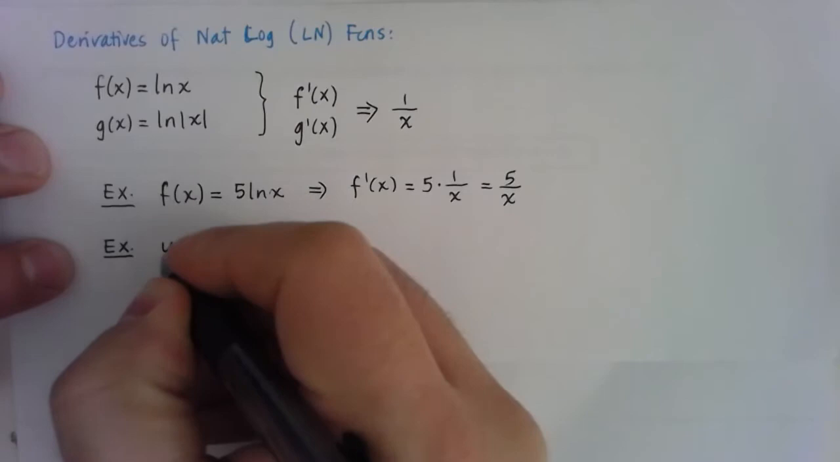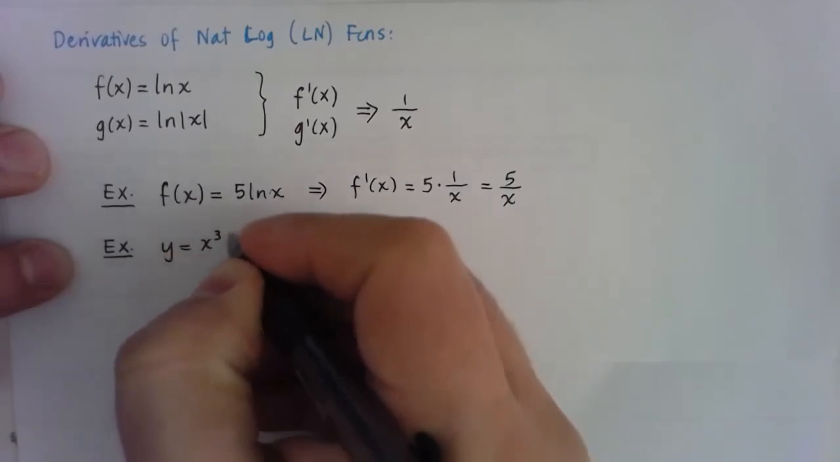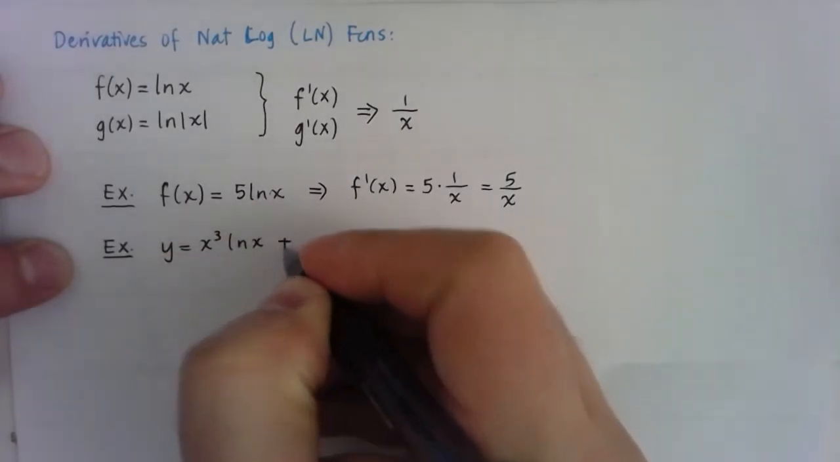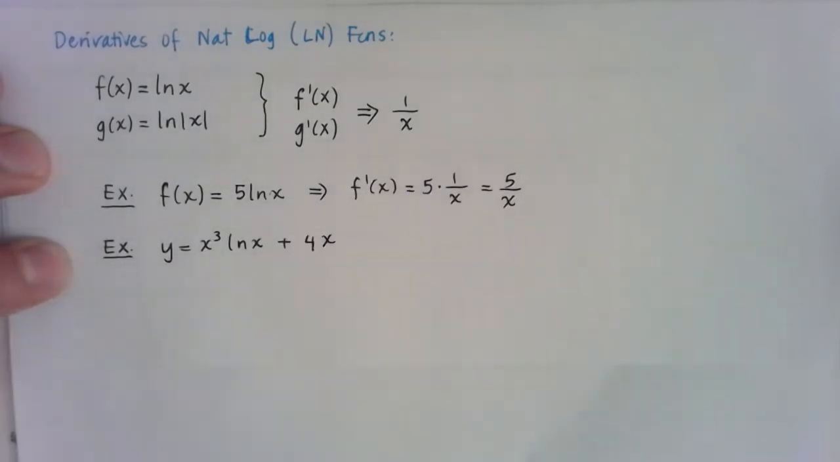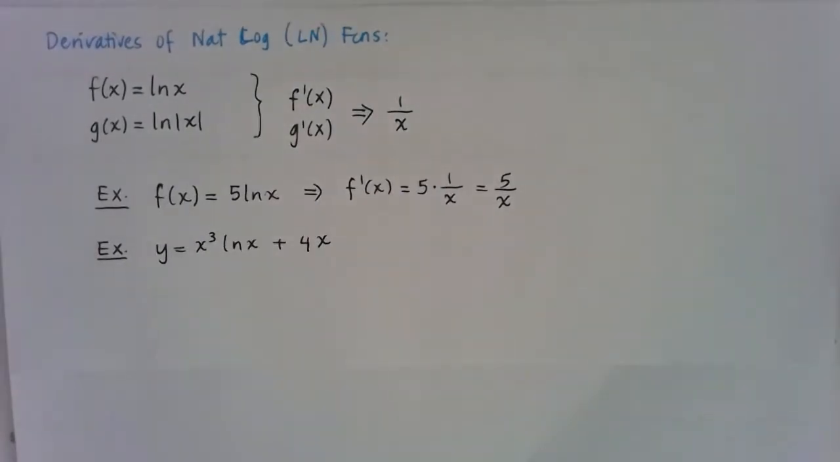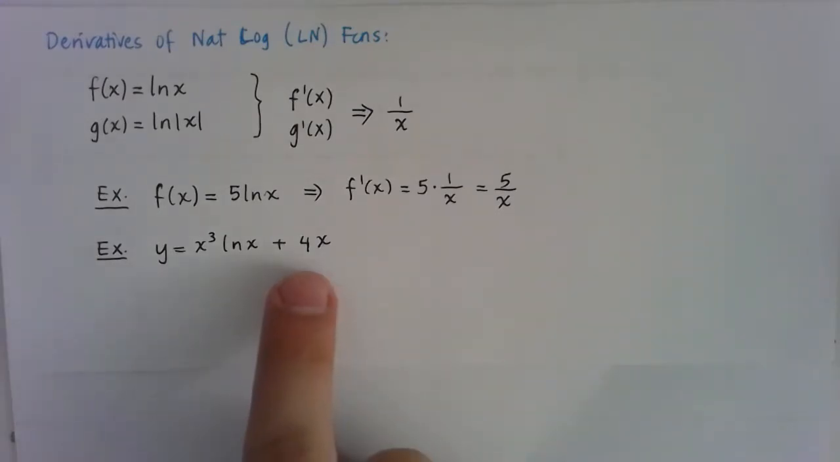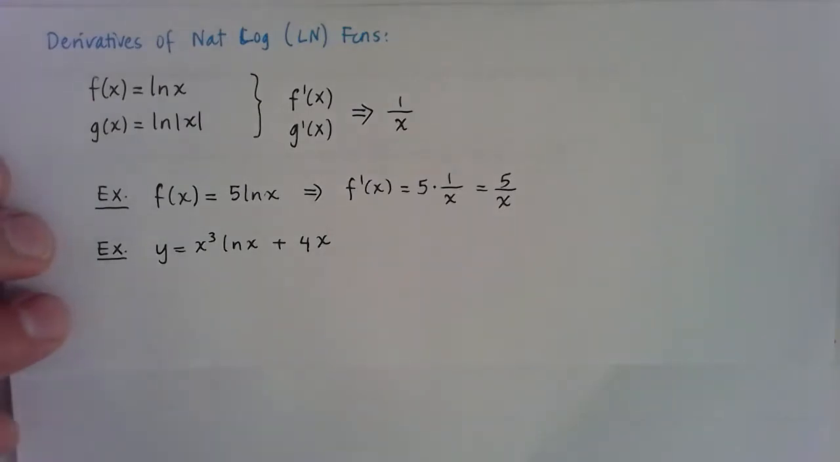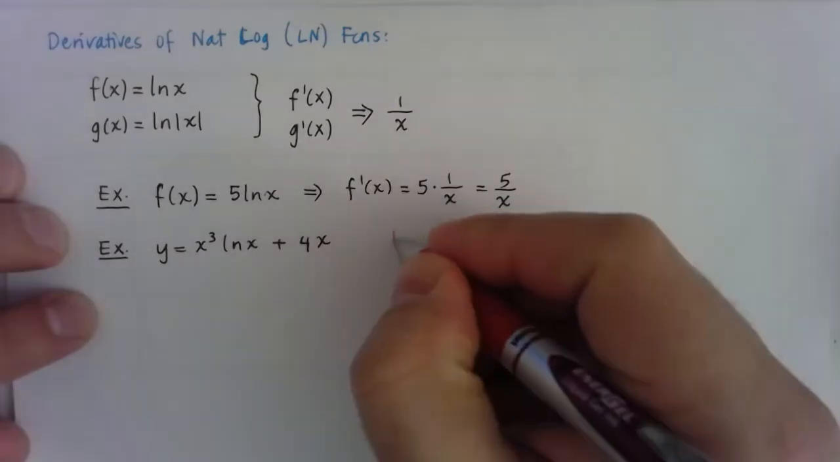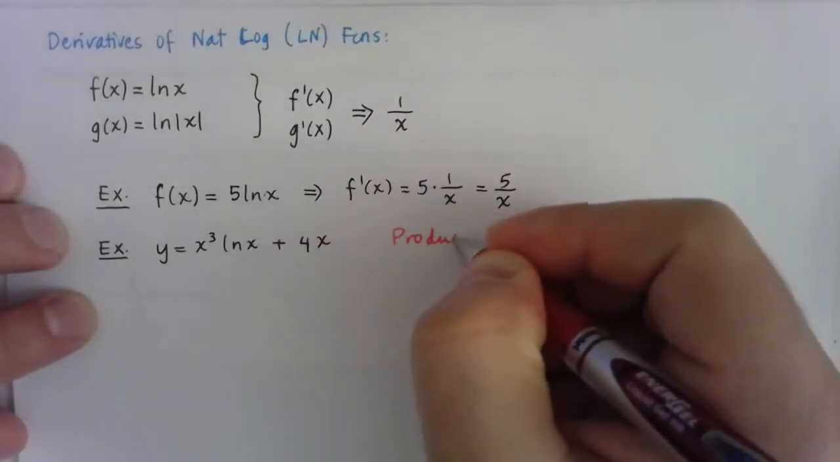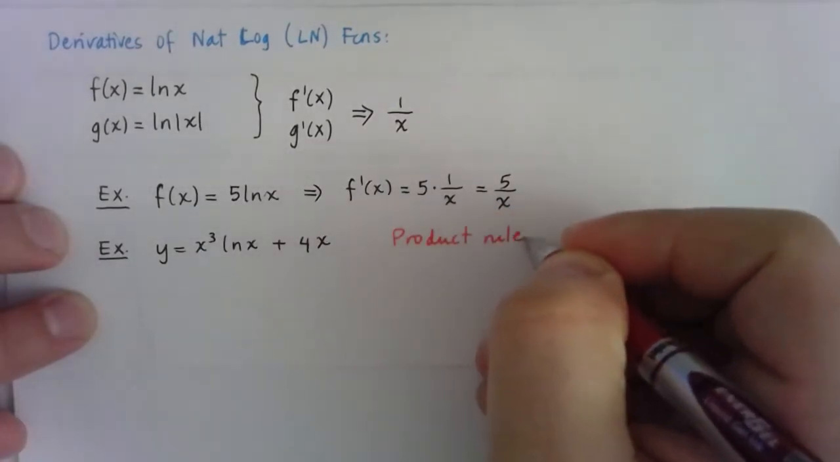Consider this one: y equals x to the third ln x plus 4x. So how do we find the derivative of this one? If you look at this function, we know the derivative of 4x is 4, but for the first part we have a product. So we need to use the product rule here. Remember the product rule?